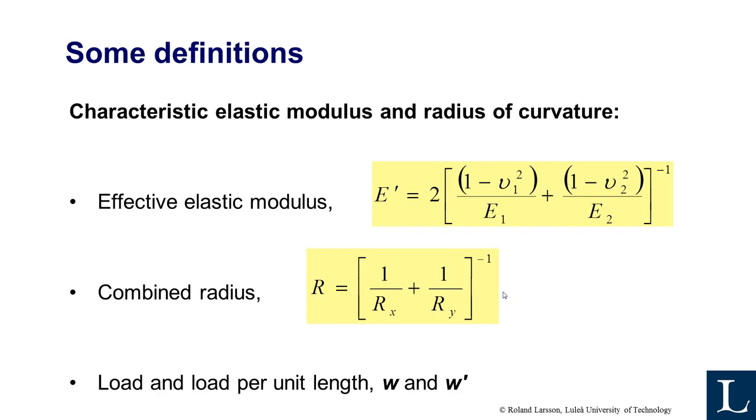Some of the definitions is that you may have two surfaces made of two different materials, two different materials with different elastic modulus and Poisson ratio. And in Hertz theory, you just compute a kind of effective elastic modulus. And you may also need a combined radius, which is the sum of 1 over Rx plus 1 over Ry, and inverted. So it's a kind of combined radius of the two directions.